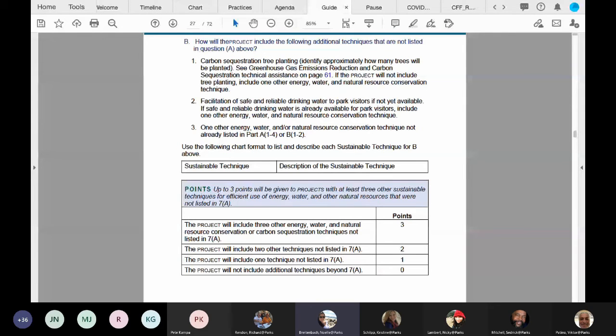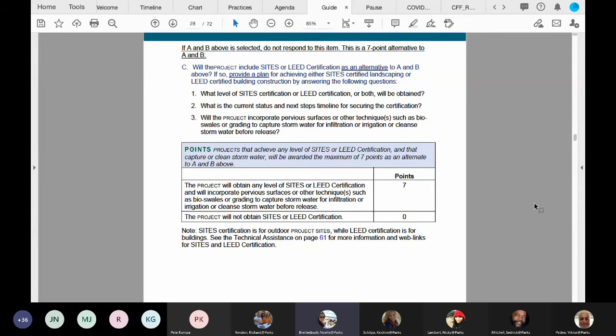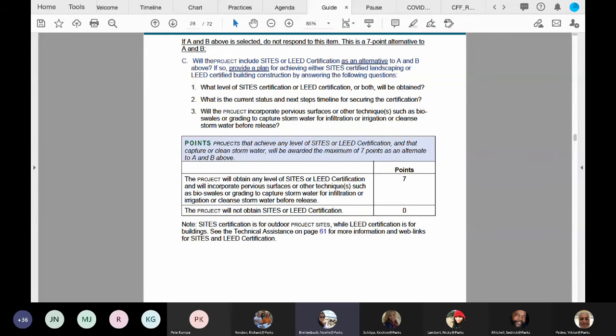If you turn to page 26, this is 7C. 7C is an alternative where if your site is going to have CITES or LEED certification, then you will answer 7C by itself, and you do not answer 7A and 7B.